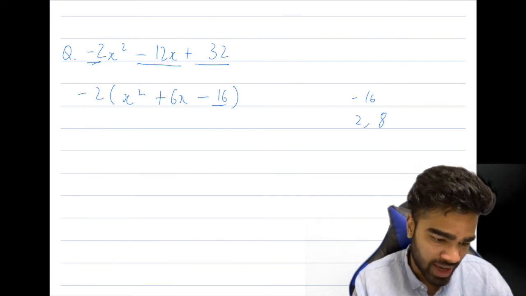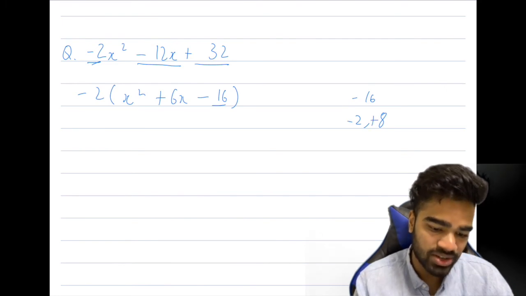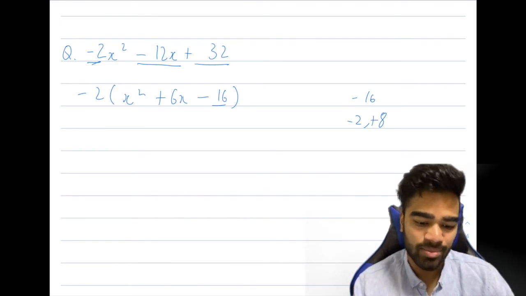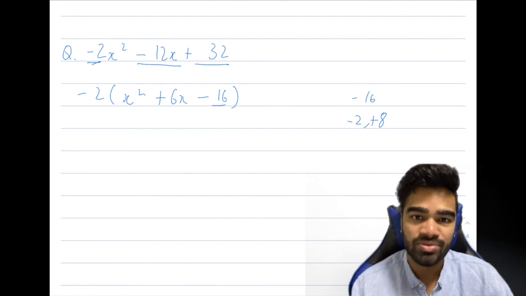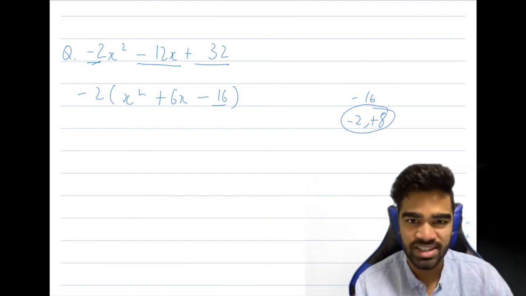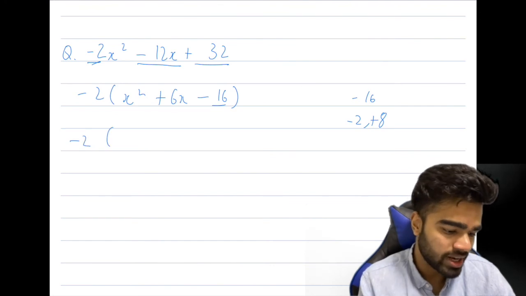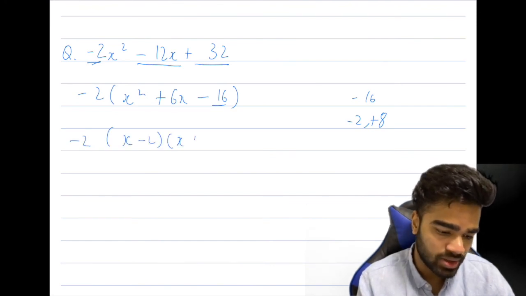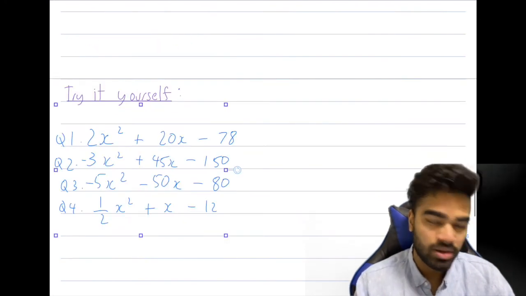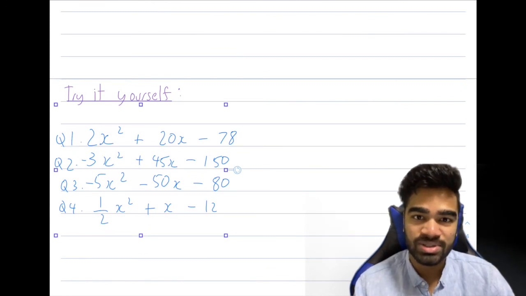Why? Because if you have a negative 2 and a positive 8, right, they add to 6 and they multiply to negative 16. If you do enough of these questions, you should be able to do this very easily straight away. It's a lot of practice, guys. Okay, so it'll be negative 2, x minus 2, x plus 8. All right, now it's your turn. Pause the video and have a go.